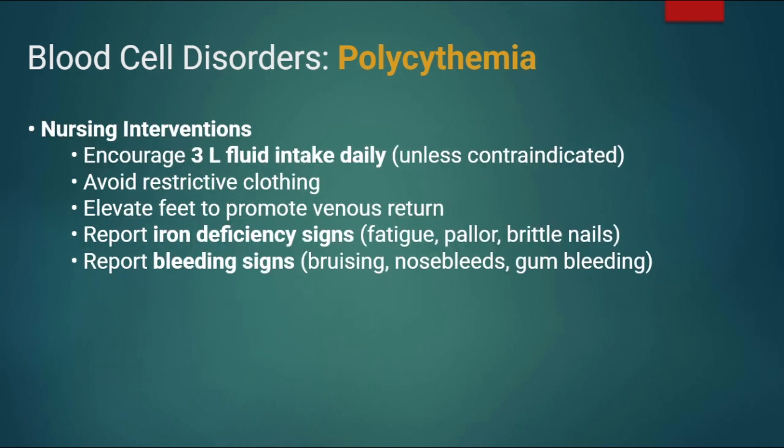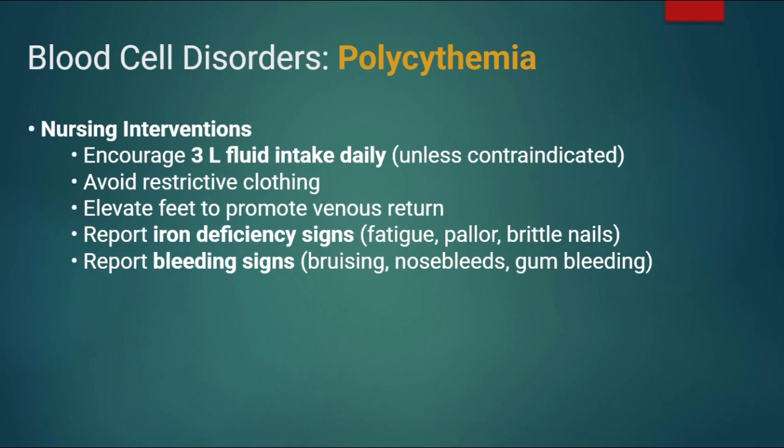When educating patients with polycythemia, our primary goal is to reduce complications from thickened blood and support safe self-care. First, we encourage patients to stay well hydrated. Drinking about 3 liters of fluid daily helps keep the blood less viscous, making circulation easier. Of course, this recommendation must be adjusted for patients with heart failure or kidney disease, so we always check for contraindications. We also teach patients to avoid restrictive clothing.